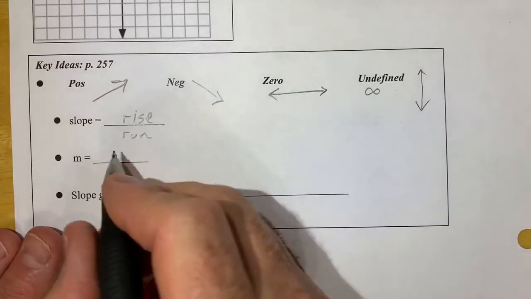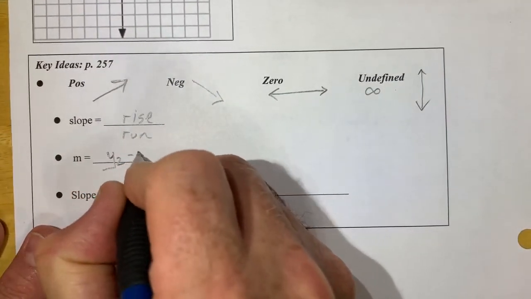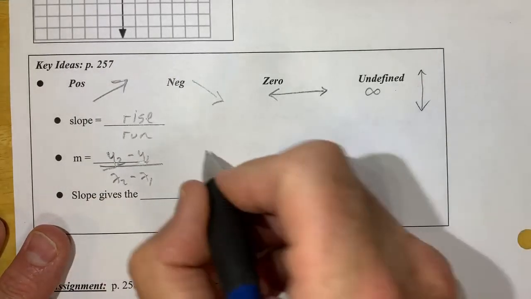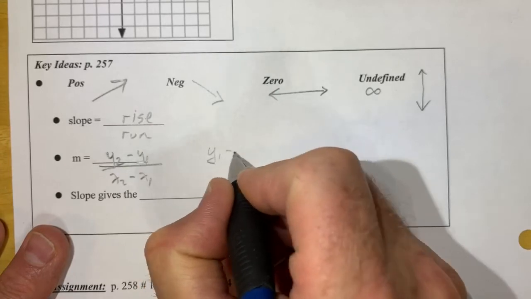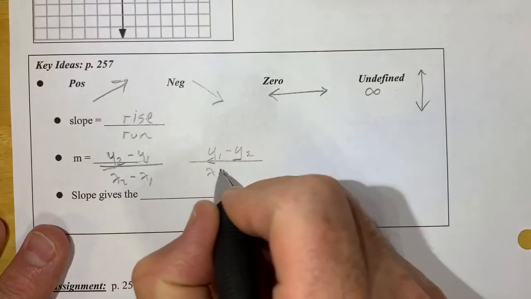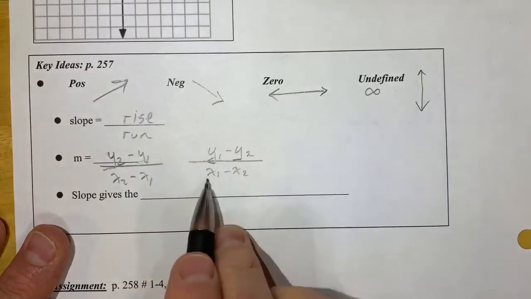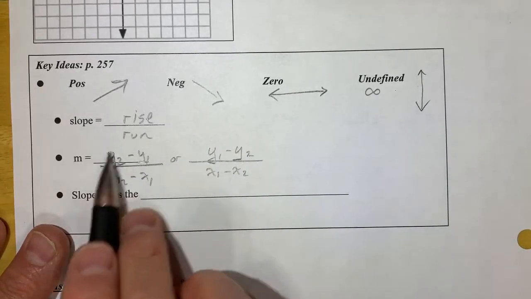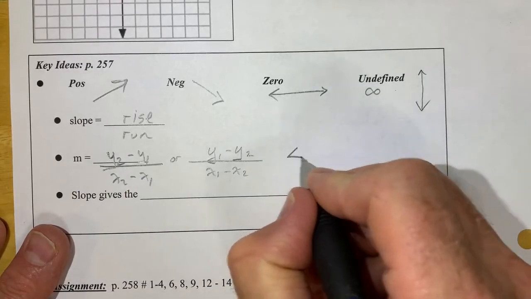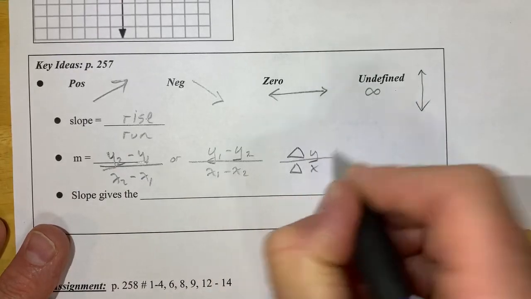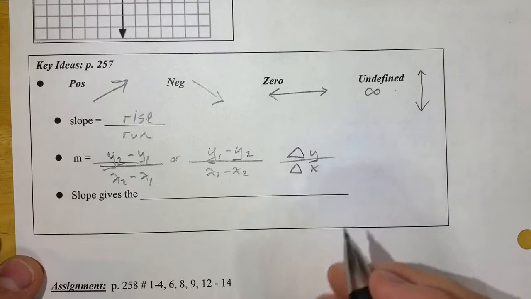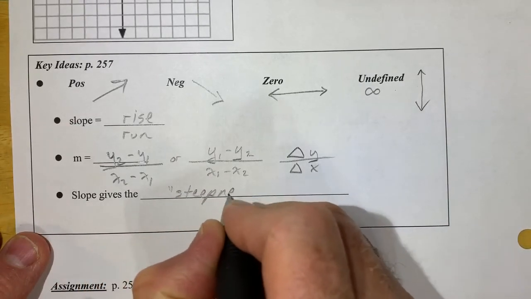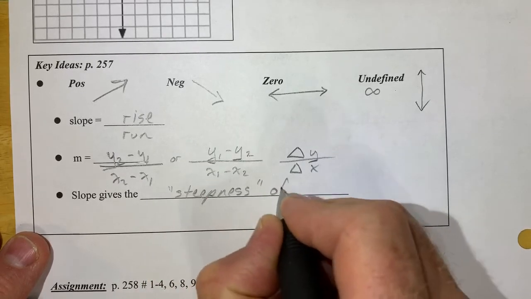And yes, we do have a formula. We could do y2 minus y1 divided by x2 minus x1. Now here's the secret. If you wanted to, you could also do this: y1 minus y2 divided by x1 minus x2, as long as they match up. See, these match up, these match up. You could do it either way. Most people use this one. This is usually the one you're going to see. And it's really delta y divided by delta x. It's your change in your y values and the change in the x values. And it really gives you the steepness of the line.